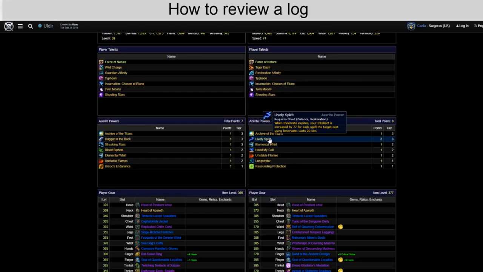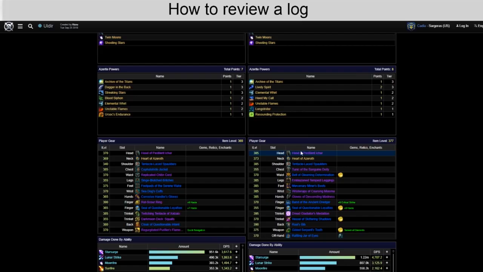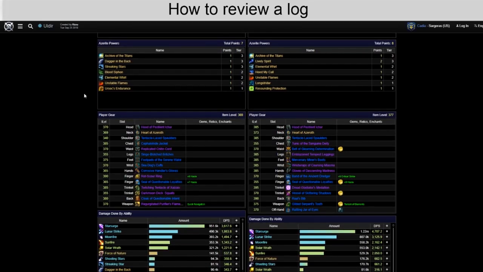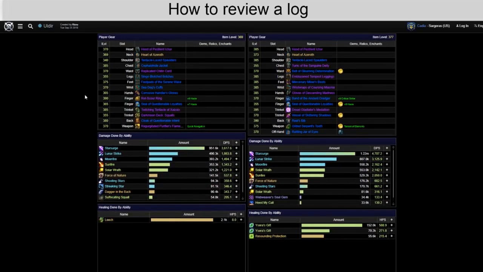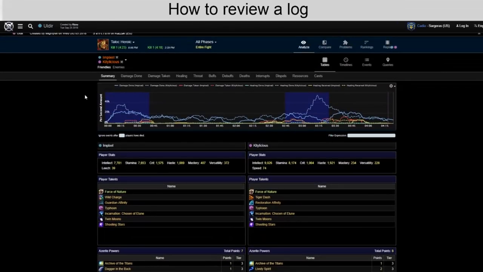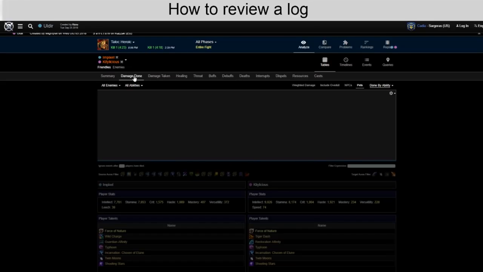Additionally, Kittylicious is using double Lively Spirit, meaning that he has access to a little bit more burst than Pixel will have with the Streaking Stars. Also, Pixel is using Dagger in the Bag, which isn't optimal. It's simming quite high, but in actual fights it's not that great because usually you can't stand behind the boss, which makes it not that good. Exactly. All right, so let's get down to the damage done.